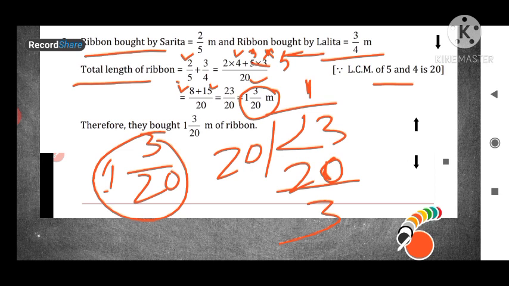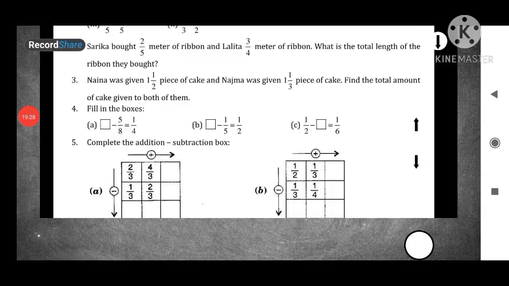So in this way you will write all the steps in your notebook also. Any doubt you can ask me. You have to practice all these questions. These questions are very important. Now come to the next question, question number 3.